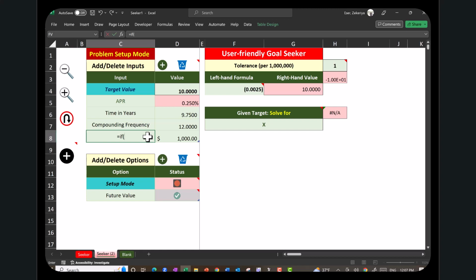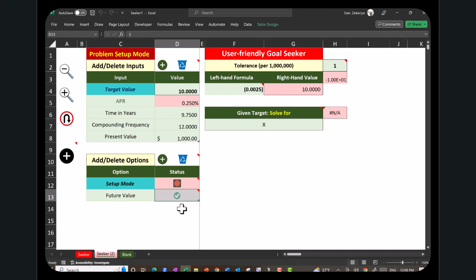If this thing equals 1, I'm going to call this present value. Otherwise, future value. Okay. And all that is about labels. We haven't done any calculations yet.